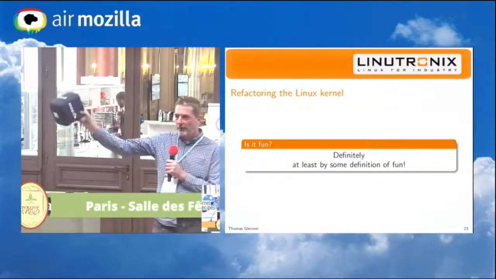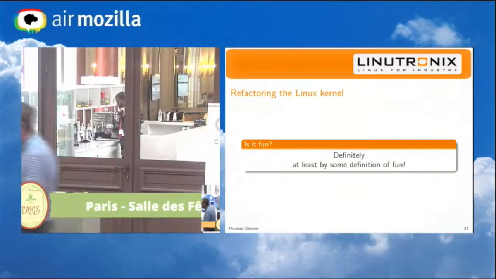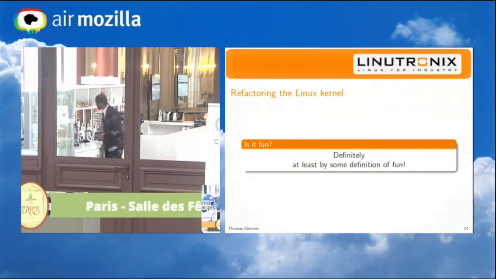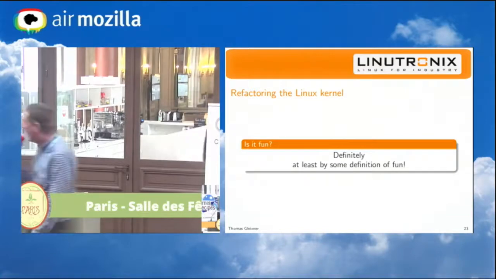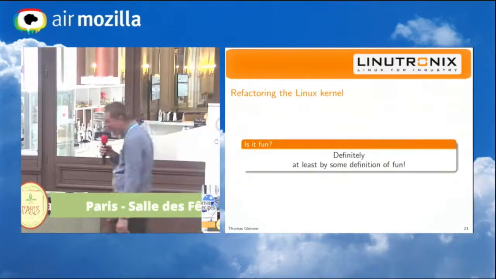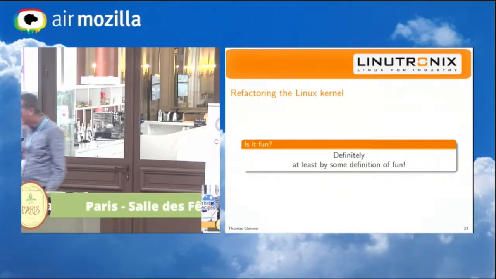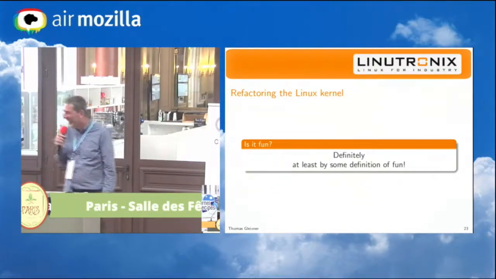No questions. Want to refactor the VFS? I certainly don't want to do that, but I can tell you how to do that. I've got 20 other people who can tell me how to do it.